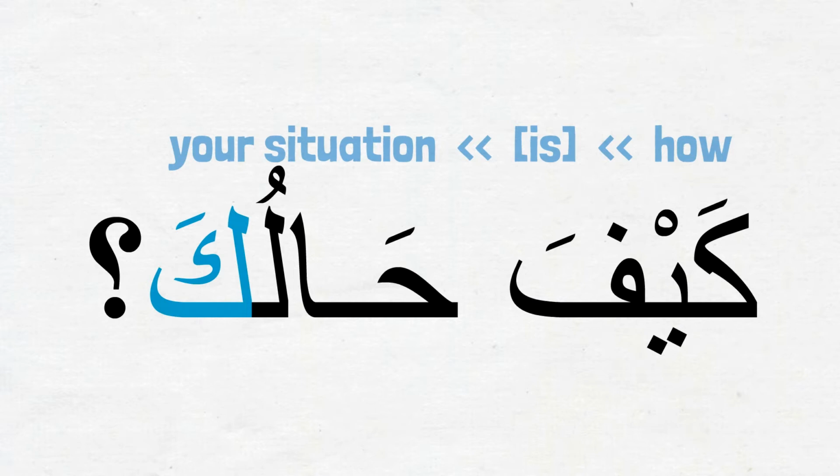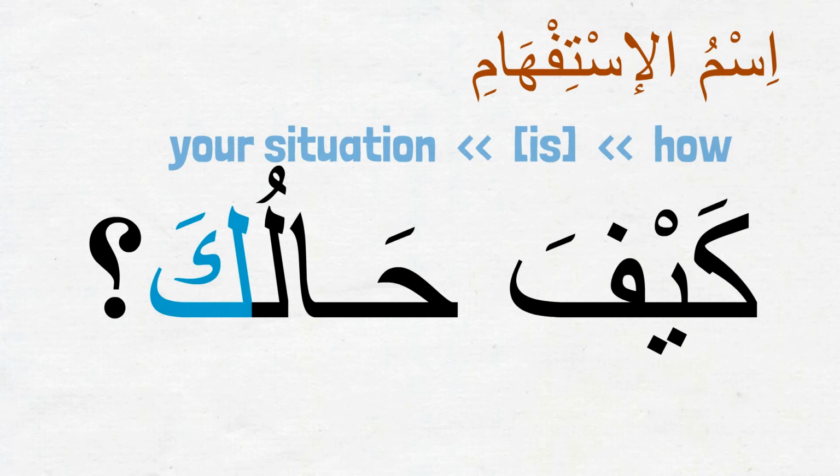كيف means how. It is a new word of the lesson. كيف is an ismul istifham or interrogative ism type word because we are using this ism to ask questions. And حالك is an idafa of حال and ضمير ka, and it means your situation. So literally it means how is your situation, but the general meaning of the question is how are you.